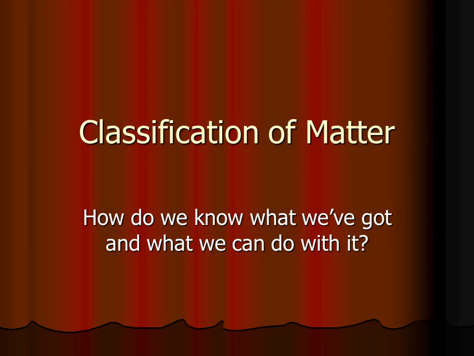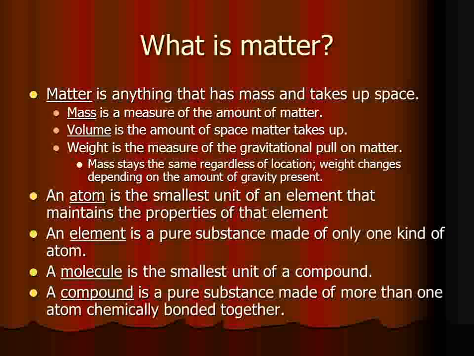Okay, so classification of matter. How do we know what we've got and what can we do with it? So first, let's talk about what is matter. Matter is anything that has mass and takes up space. So it has to have two things in order to be considered matter: mass, which is the amount of matter, and volume, which is the amount of space that the matter takes up.